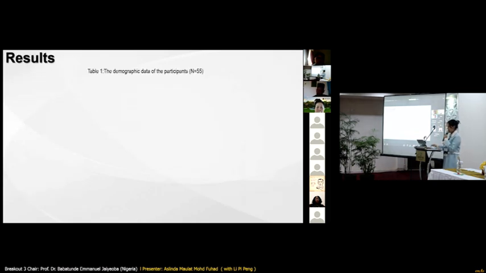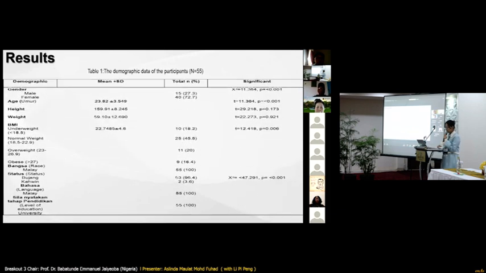So these are my results. As we can see, between May and June, 55 participants responded to the survey. The average age of the participants was 24.09 years old. Most respondents were female compared to male.